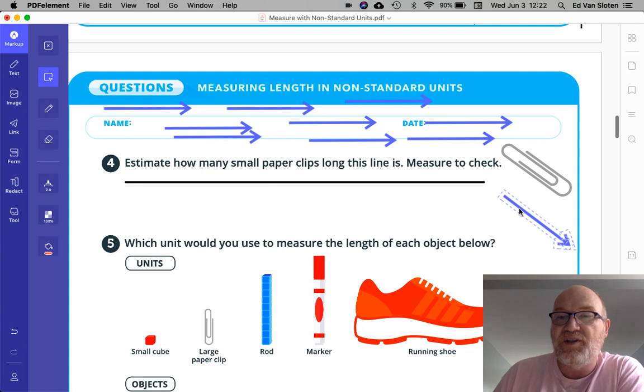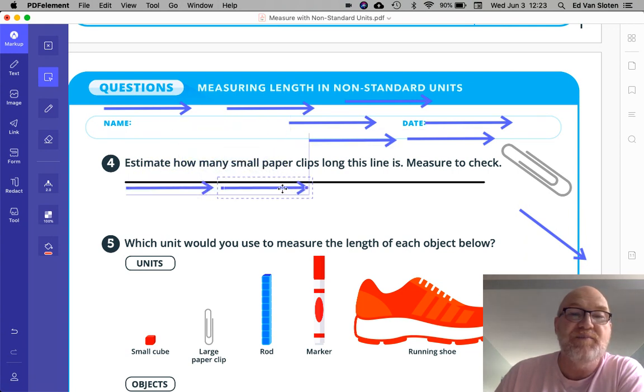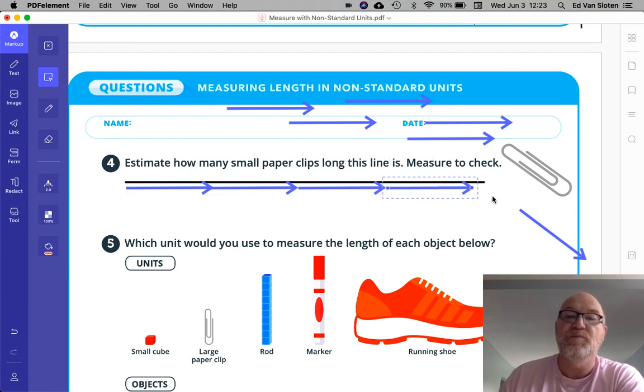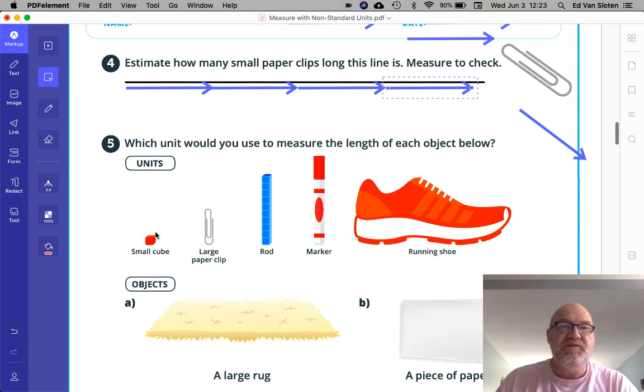Oh, here, I can do this quickly. I measured the paperclip. I made an arrow like that. And then I figured out a way to rotate it. So how many paper clips is this line? It's one paper clip, two paper clips, three paper clips, just a little bit more than four paper clips. And that might be overlapping. So four paper clips. And they gave you units.